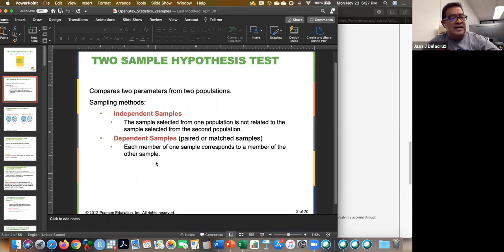In many cases, surveys that have to do with quality improvement might use these kinds of samples that are independent or dependent. So we have plenty of examples. This is something that many researchers use to determine whether or not two different numbers are equal to each other, or whether they are different from each other.